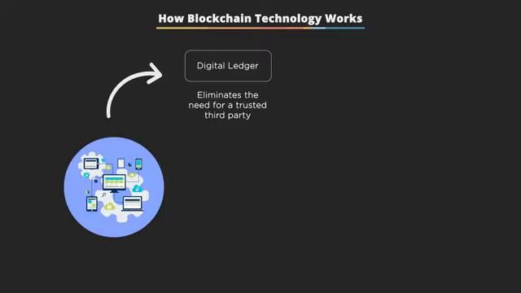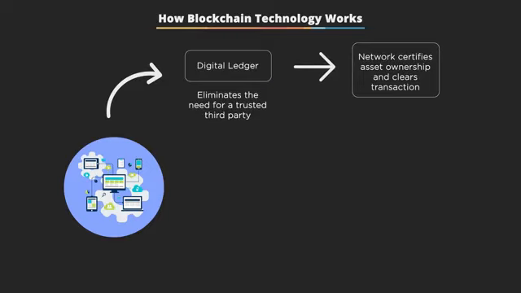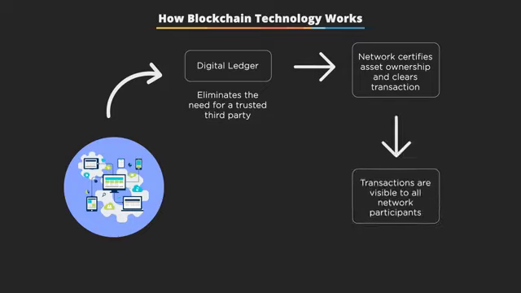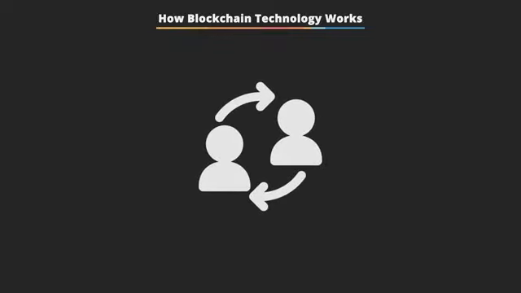As each network member holds a valid copy of the ledger, the network itself is able to certify asset ownership and clear transactions, providing a mechanism that offers higher security than the current central ledger approach. Transactions are visible to all network participants and are immutable once recorded. The distributed ledger approach could increase transaction speed and decrease costs because operations are performed peer-to-peer between the corresponding parties, rather than indirectly through trusted third parties.